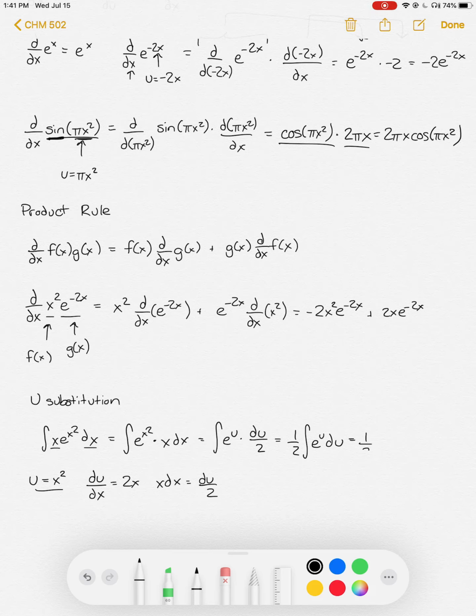So it ends us up with 1/2 e to the u, and we can redo the substitution if we want, and end up with 1/2 e to the x squared as this integral. And if you don't believe me, you can take the derivative of 1/2 e to the x squared, and you'll come up with x times e to the x squared.